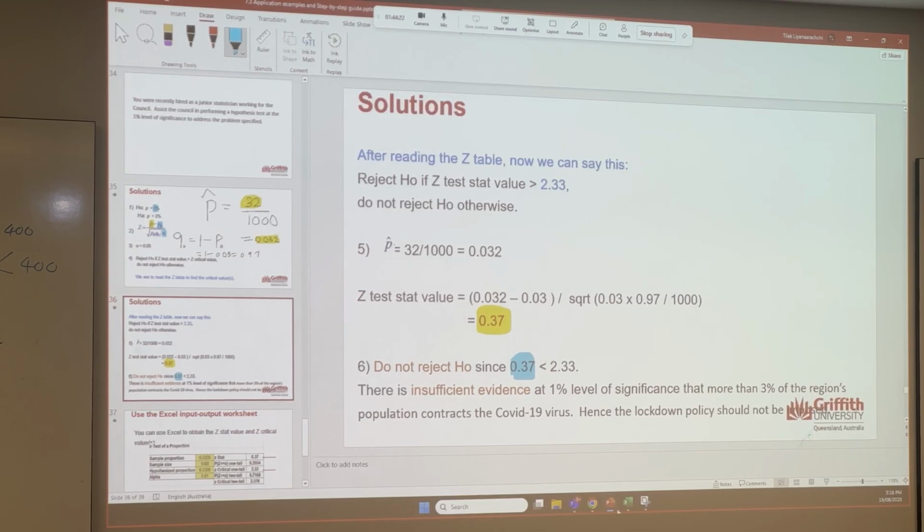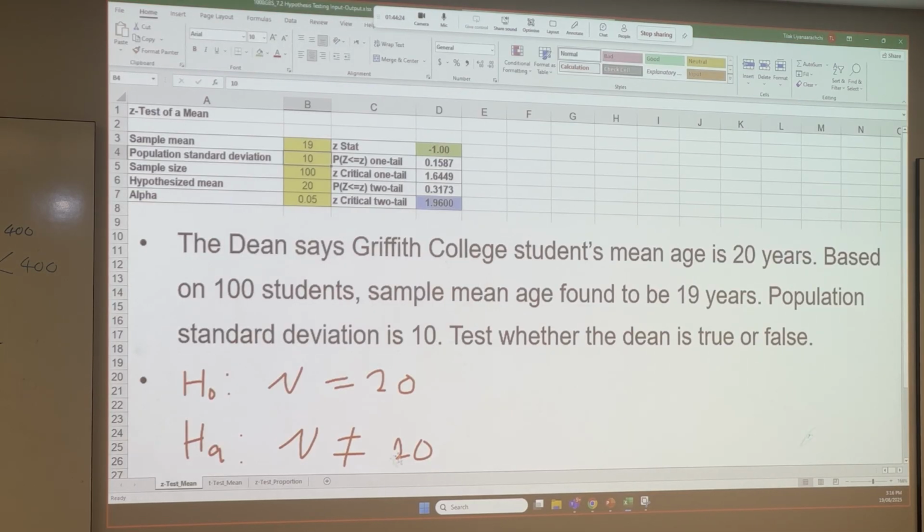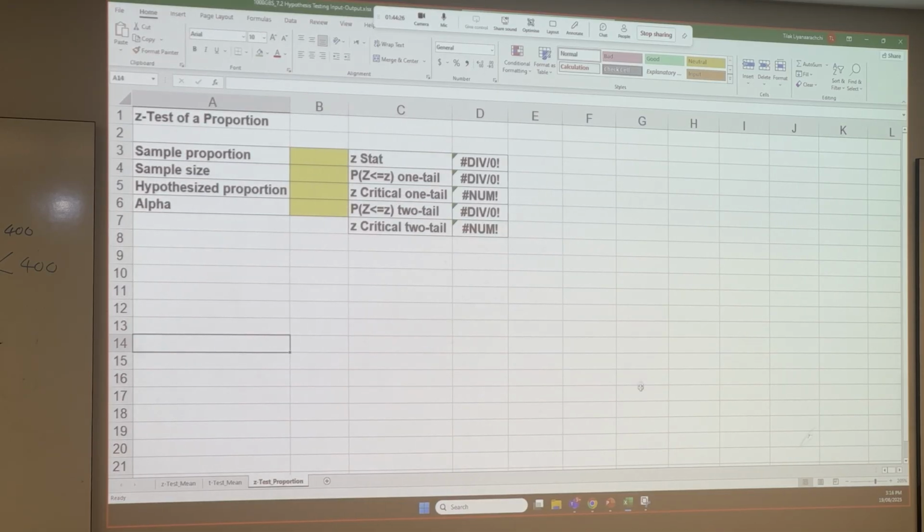So how do you do in Excel? Go here, there is a test proportion. So sample proportion how much? 0.32. Sample size 1000. Hypothesized proportion is 0.03. Alpha is 0.01. Yeah, all good. So this one is already there now. 0.37. It's a one tail. 2.33.